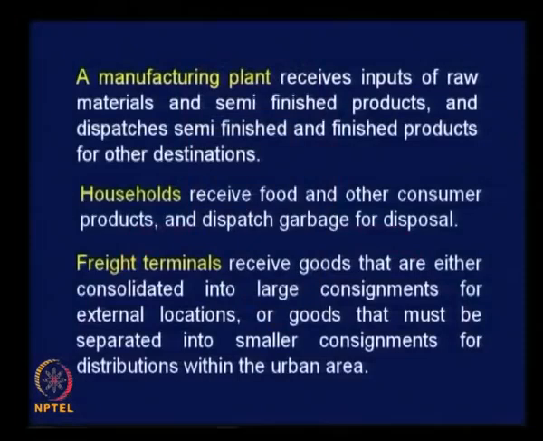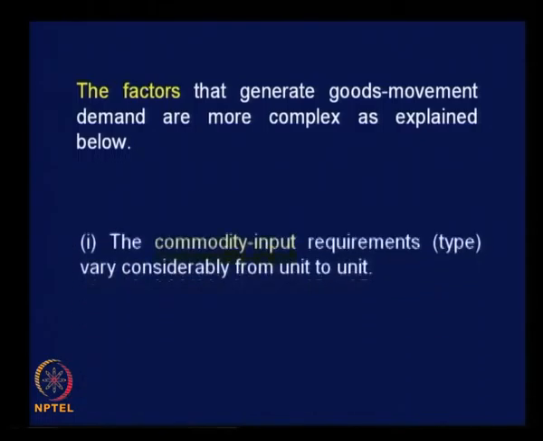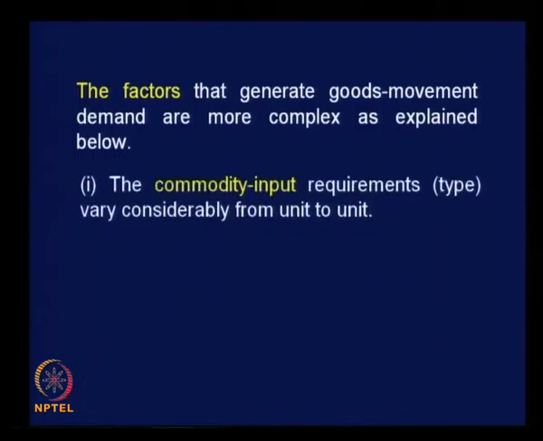And as far as our discussion is concerned, we are going to discuss about these economic units whose jurisdiction will be limited to the urban area, with the realization that we have other kinds of economic units which are to be treated differently, for example, seaport, airport and so on, right. Now, the factors that generate goods movement demand are more complex as shown here. The first point is this: the commodity input requirements type vary considerably from unit to unit.